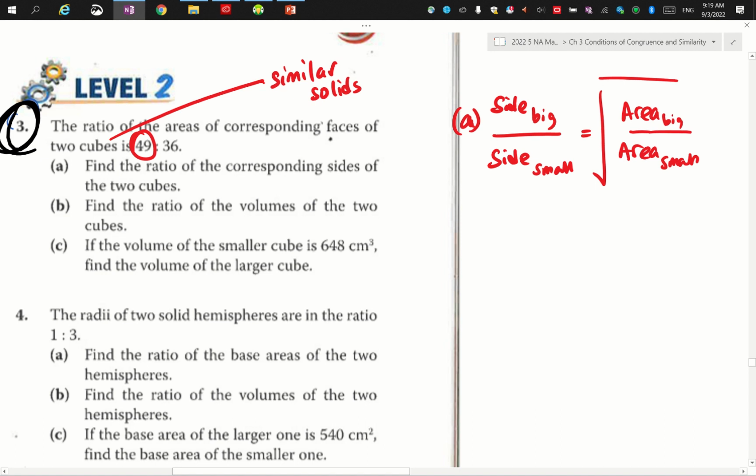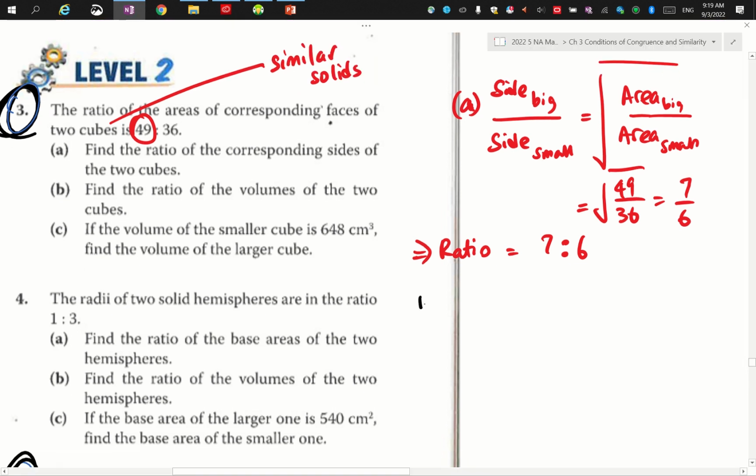Does this make sense to you? Right? When we want the ratio of area, we square ratio of side. If I want the ratio of side, I square root ratio of area. So this gives me square root 49 over 36, which is simply 7 over 6. Therefore, for part A, ratio equals to 7 to 6. Work with fractions, it is way more convenient for you.